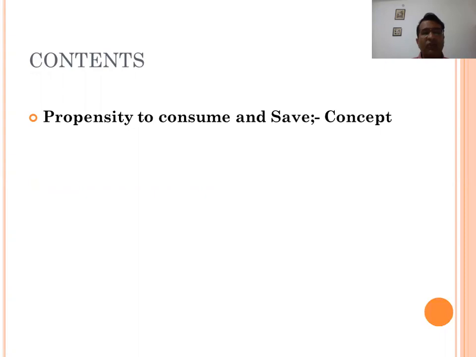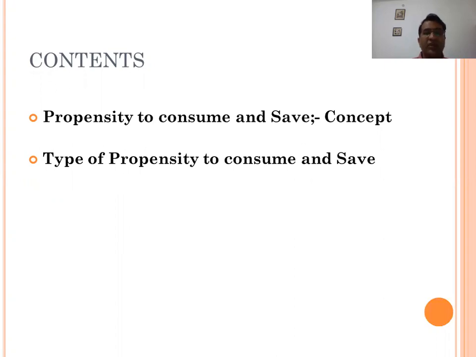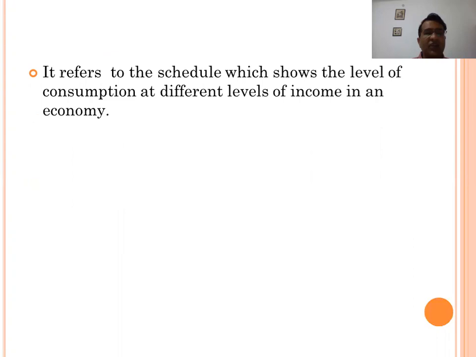So let's start. First of all, we will discuss the propensity to consume and save concept, then the types of propensity to consume and types of propensity to save, and then investment multiplier, and then working of the multiplier. First of all, the propensity to consume.